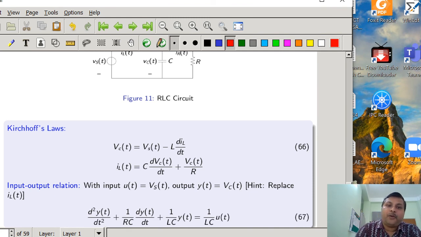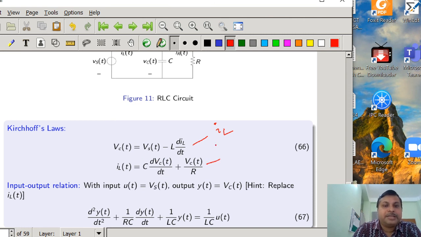Now from these differential equations you can guess what the state variables of the system could be. You can see that we have a differential relation with the variable iL, so iL will be one state variable, and in this equation dvC by dt is there.